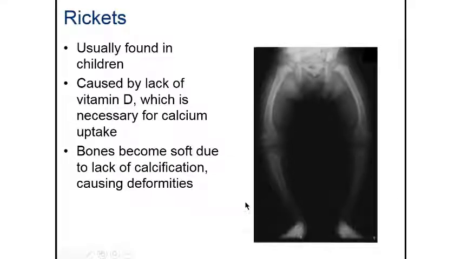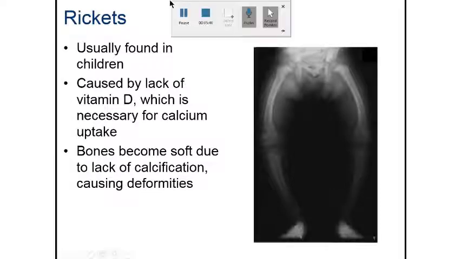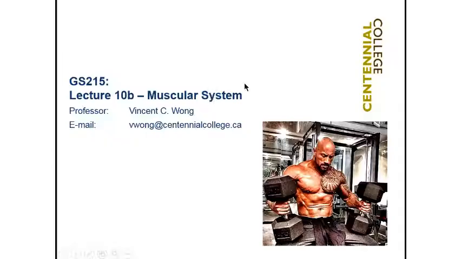So in Canada, the pediatric association actually recommends vitamin D supplements for all babies, even into toddler age. We give them the D drops, for example, to supplement for the lack of sunlight, particularly in winter. And that is it for the skeletal system.